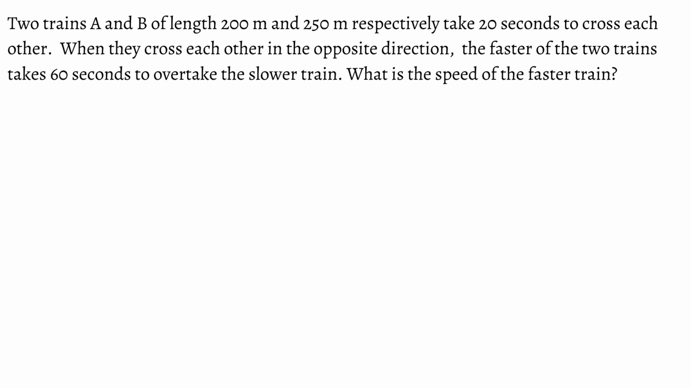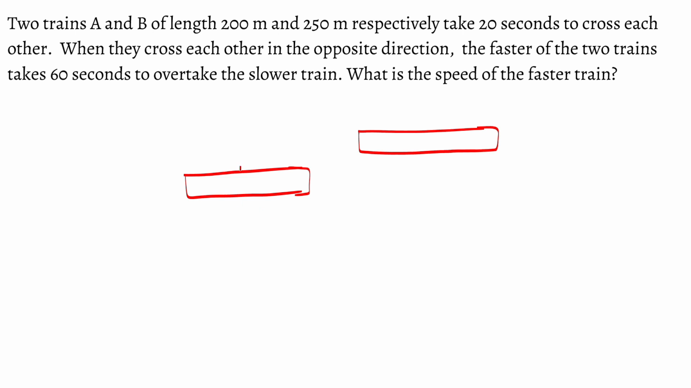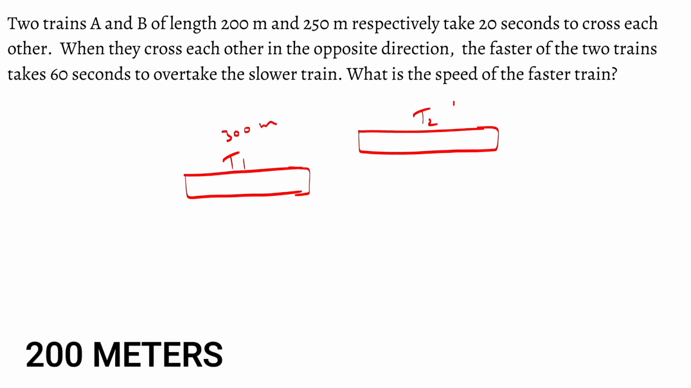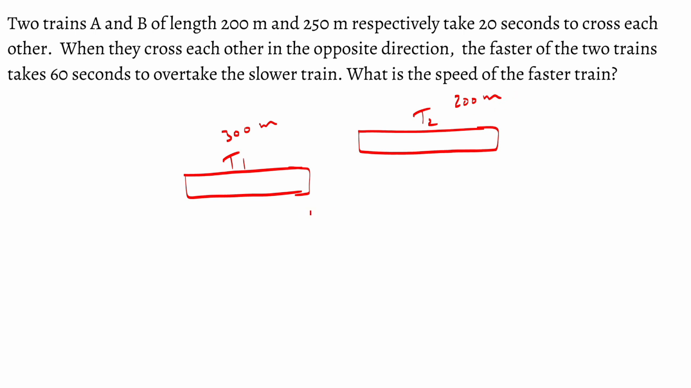Let's move on to the last case, which is a moving object with a definite length. So let's take this as train 1 and this one as train 2. Now the length of train 1 is 300 meters, whereas the length of train 2 is 200 meters. The speed of train 1 is 35 meters per second, whereas the speed of train 2 is 25 meters per second. Now my question to you is, how much time does the faster train take to overtake the slower train?